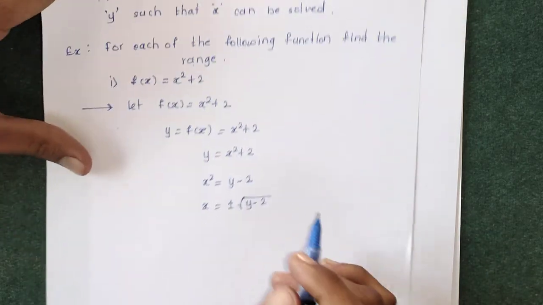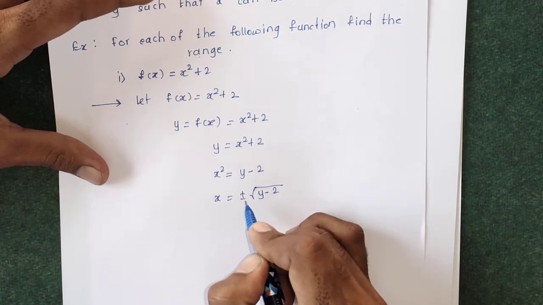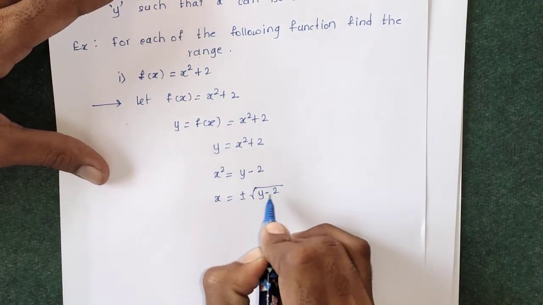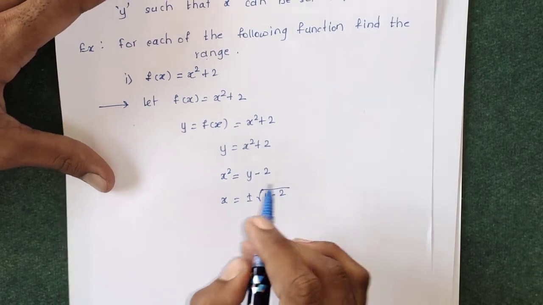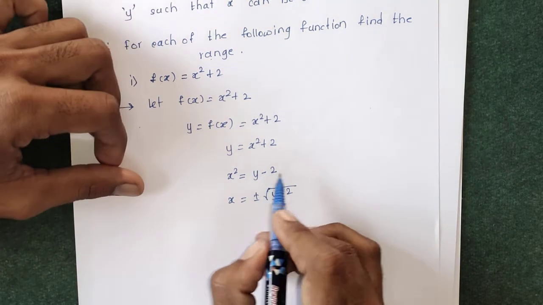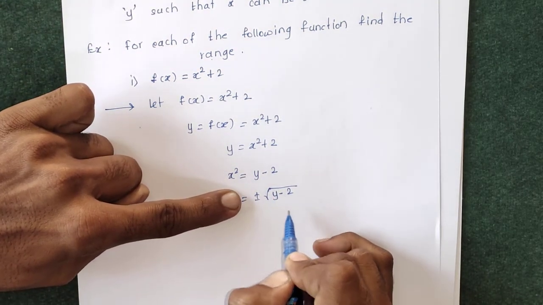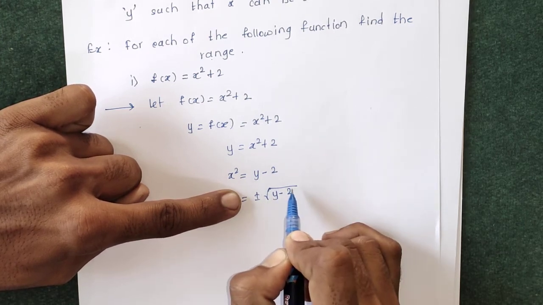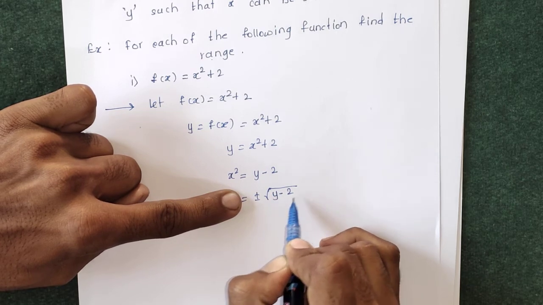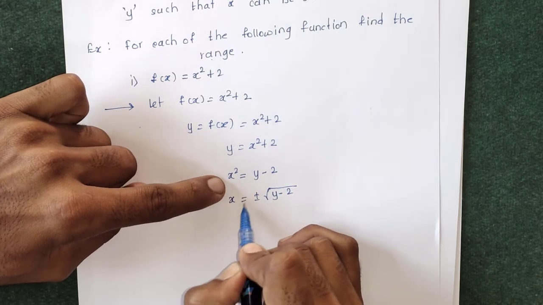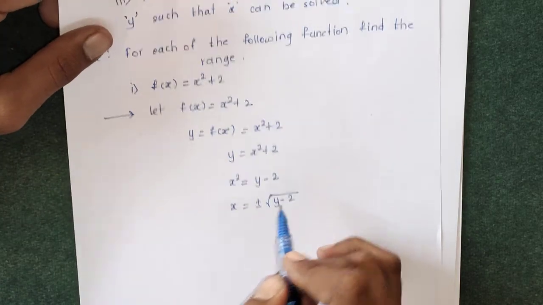This means we have to find for which values of y the right hand side is defined, that is, we just have to find the domain of this square root of y minus 2. Like in the previous video where we saw examples of square roots, the domain of square root of y minus 2 requires y minus 2 to be greater than or equal to 0. Then x is defined in real numbers.